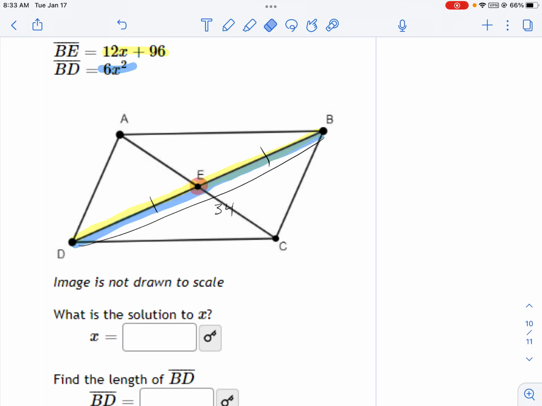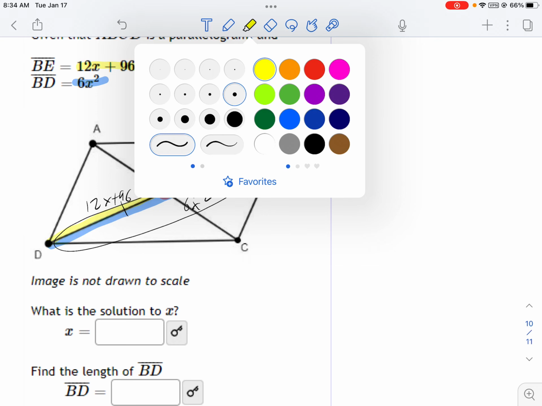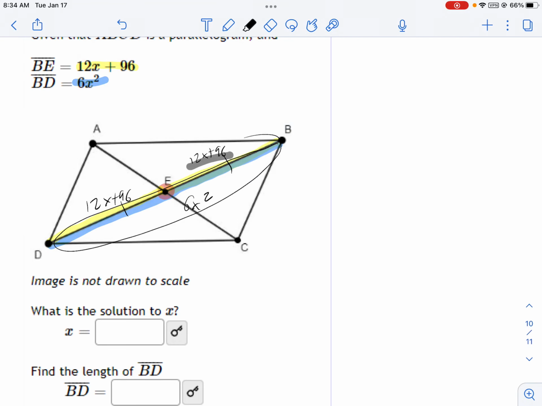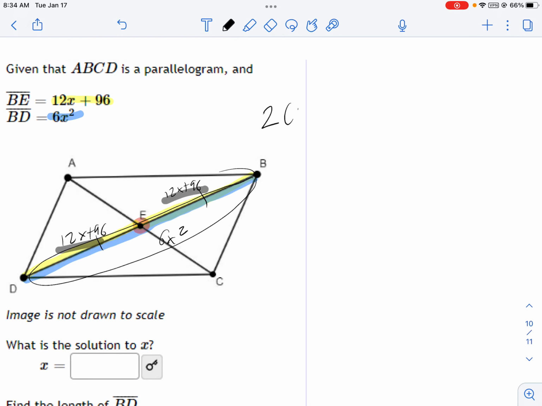That's going to be true no matter what you have. In this case, we're told that BE is 12x plus 96, which means the other section ED must also be 12x plus 96, and the whole thing should be 6x squared. But it's also the 12x plus 96 and the 12x plus 96 combined. So if you take 2 times 12x plus 96, that should be the exact same thing as 6x squared.